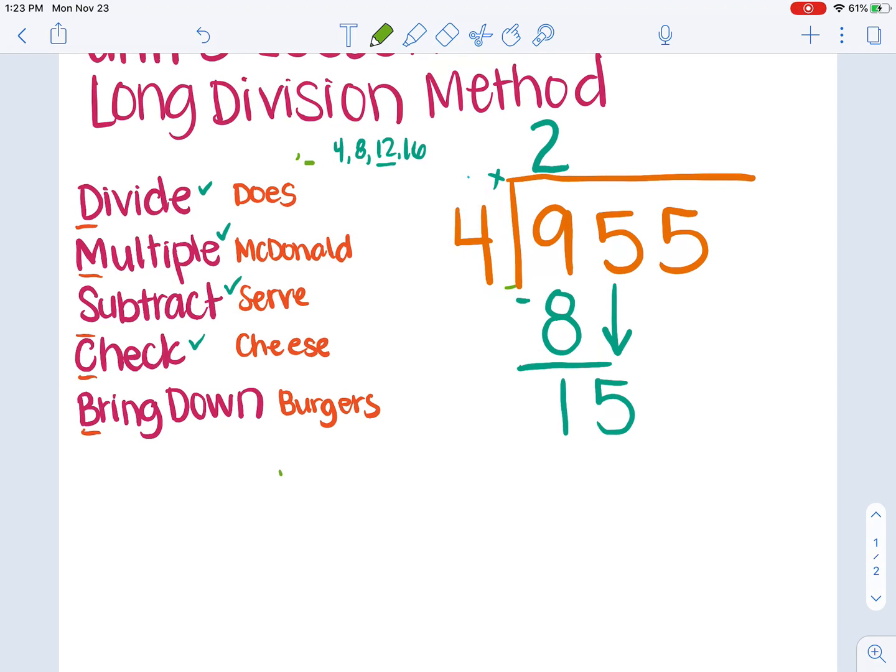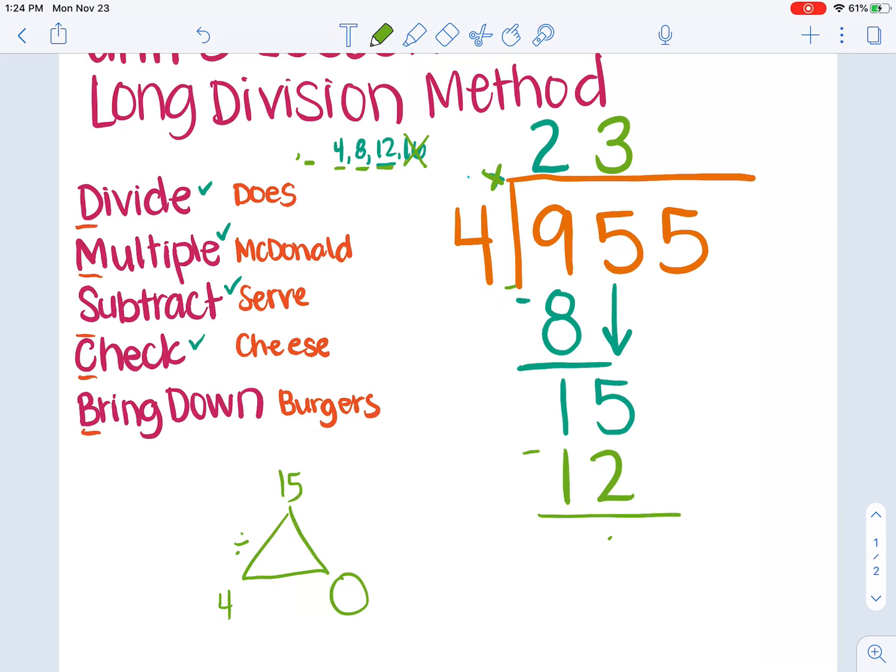Divide. 15 divided by 4. I'm going to set this up over here. What is 15 divided by 4? Well, I know 4, 8, 12, 16 is too big. So, it'll have to be 3. That's the closest I can get without going over. 4 times 3 is 12. Now I'm going to subtract. 15 minus 12 is 3. Checking. Is 3 smaller than 4? Yes, it's still smaller than 4. Now I'm going to bring down 5.